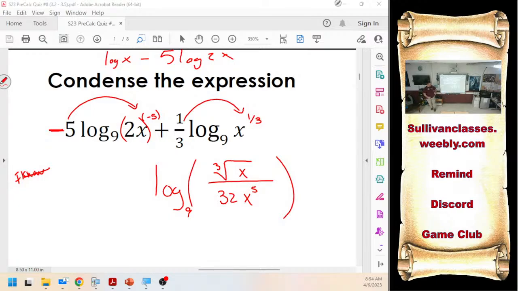So I don't have to rationalize here because my radical is on the numerator. 2 to the 5th.